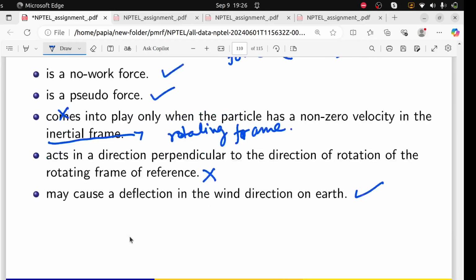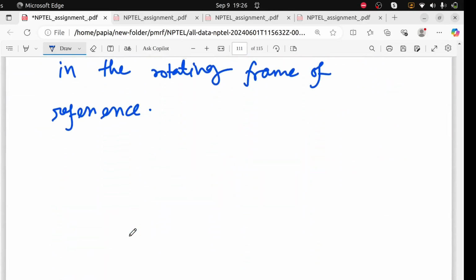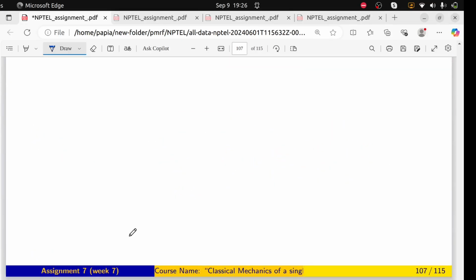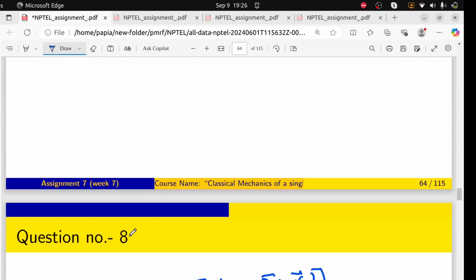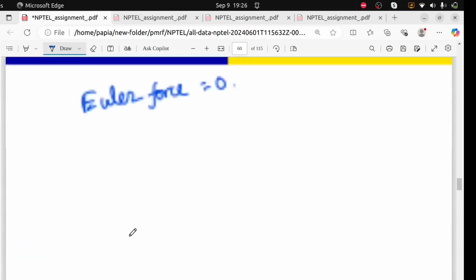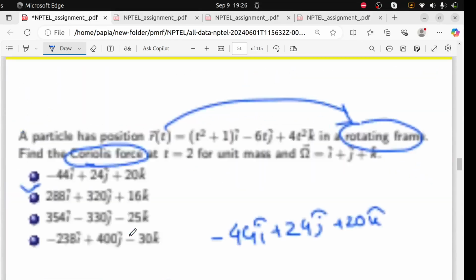Okay, so the first thing I just want to mention here is about that Coriolis force. We were talking about some Coriolis force questions in this question as well. Where is that?